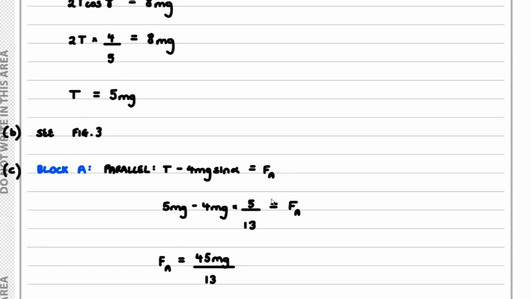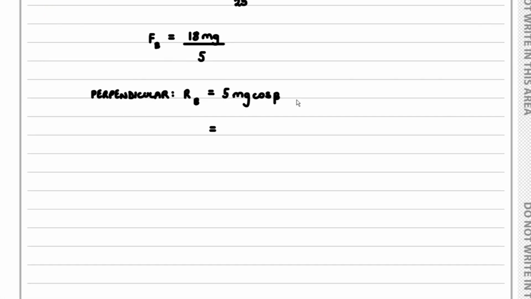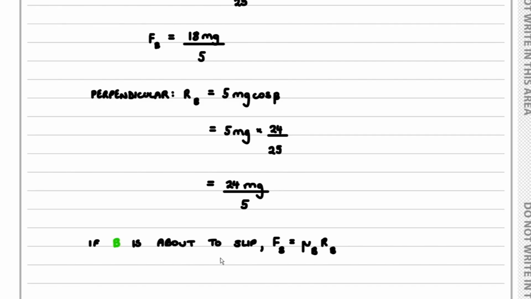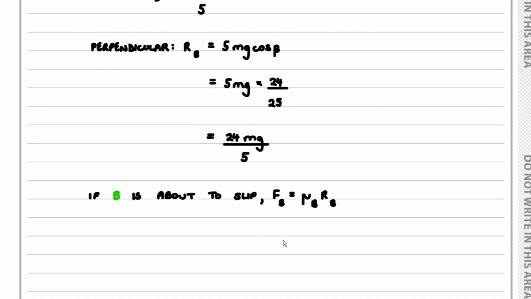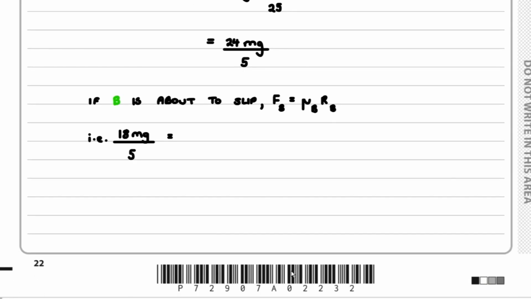I know what cos beta is. That's equal to 24 over 25. And substituting those in, you will find Rb to equal 24 mg over 5. And now, if B is about to slip, Fb is equal to mu B times Rb. So, we know what Fb is, we know what Rb is.